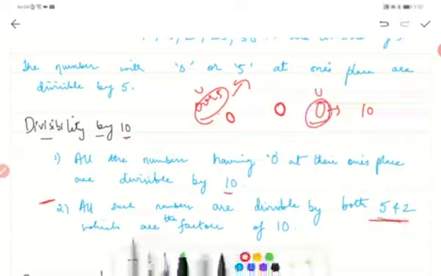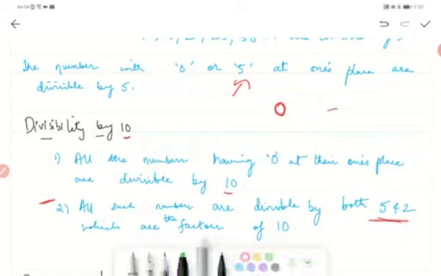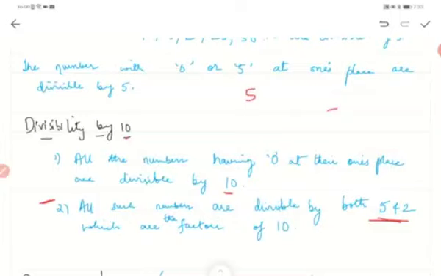Let me take one example. If I take one number as 50010, first I will check whether this number is divisible by 10 or not. At units place I am going to check. The units place is 0, so obviously this whole number is divisible by 10.